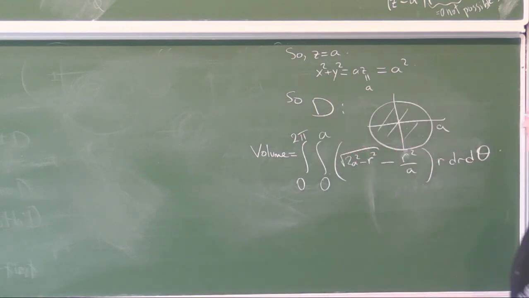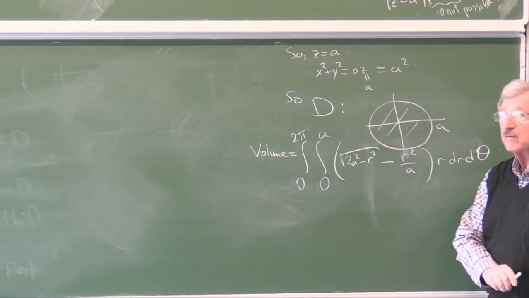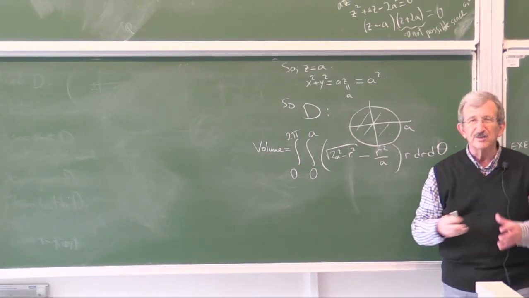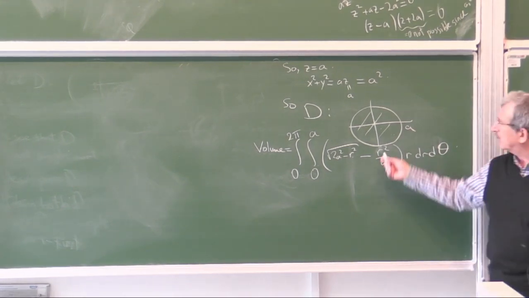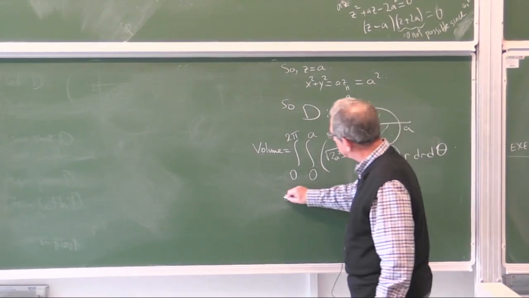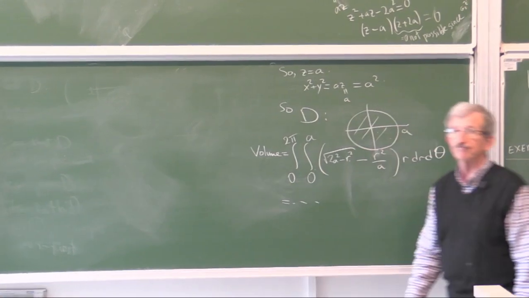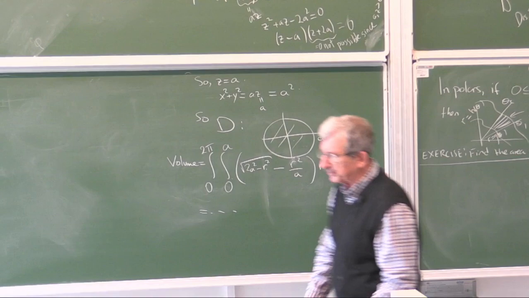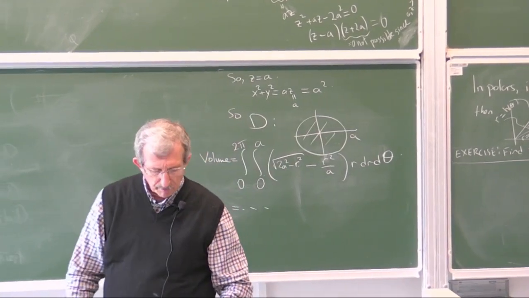And the rest can be easily calculated because even though you have a radical here, a root, you have r multiplied. So it's just a simple substitution. The other one is a polynomial. And so this can be calculated. Using polars makes the job easier.